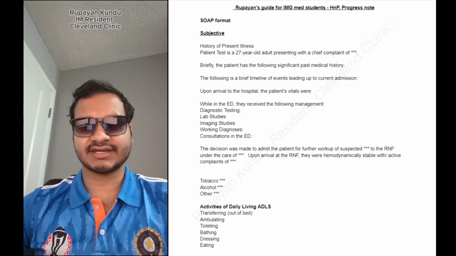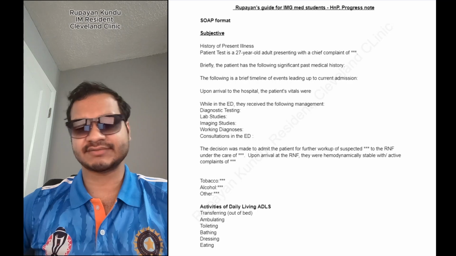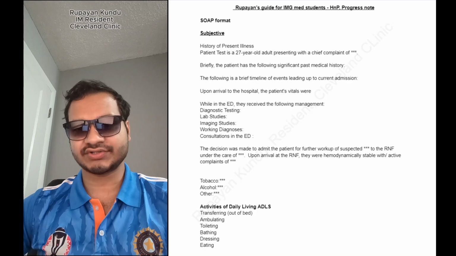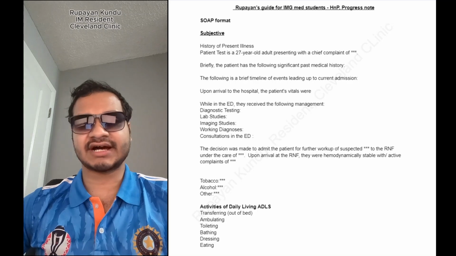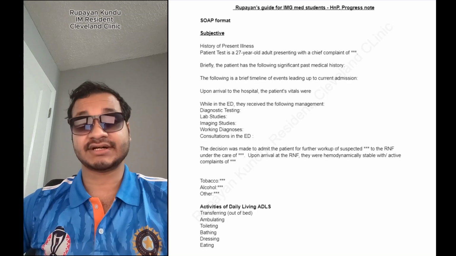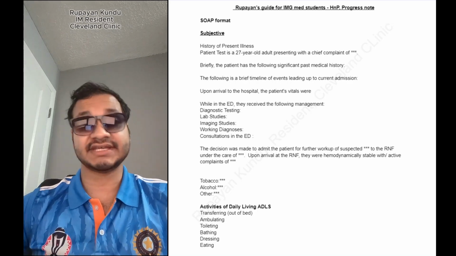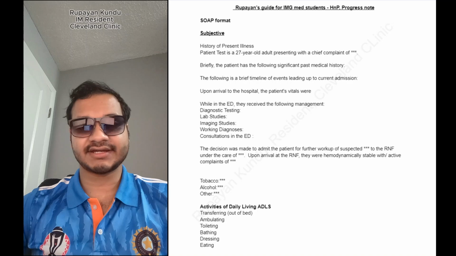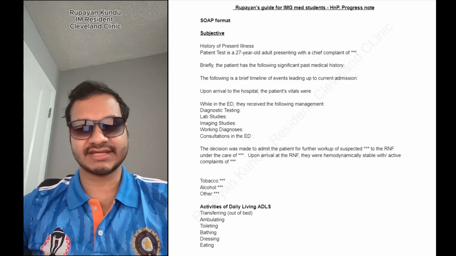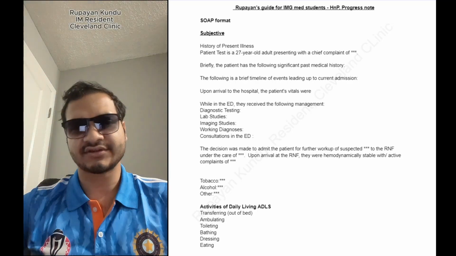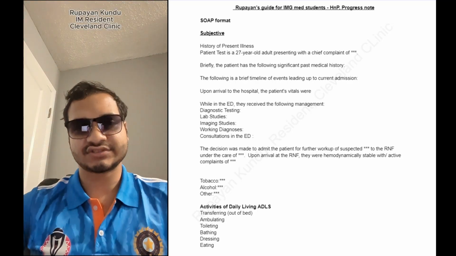Next, you will say, now that the ED stabilized him, we admitted him to the floor, and now on the floor he's doing good. That's it. Now you will ask about the social history, like tobacco use, alcohol use, any other substance abuse, or exposure history. For example, any kind of new food, or went to a barbecue, that can be an infectious cause of diarrhea.